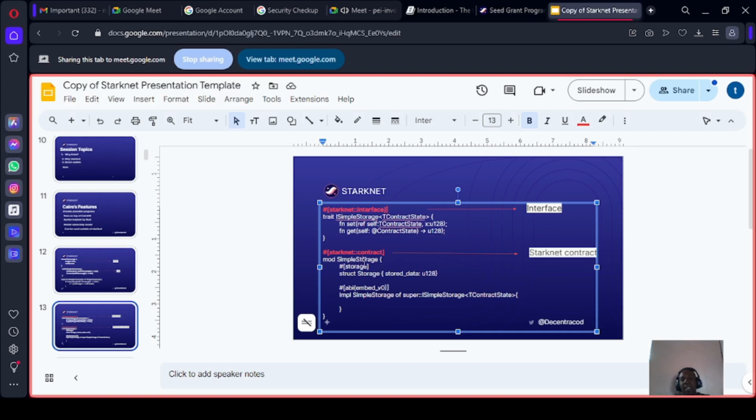And the contract is represented first with the mod keyword and then the name of the contract. A contract has storage variables, and these storage variables are represented in the form of a struct. This is what the state tries to modify. But we are going to look at everything in detail. This is more of an introduction.